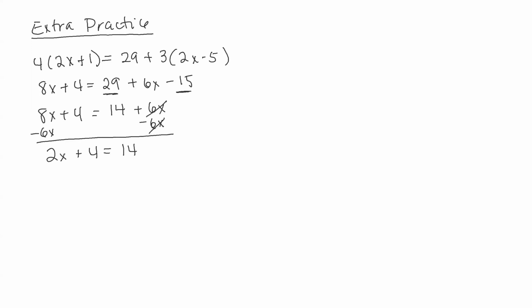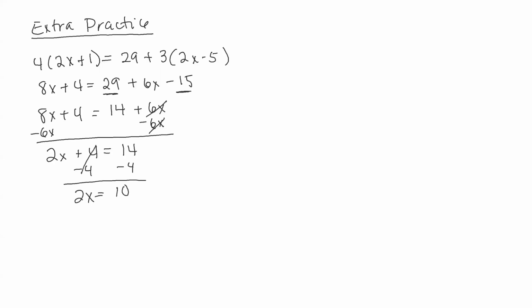I now want to get the 2x alone. My issue is plus 4. The way I would move that is with subtraction. So 4 minus 4 is 0. 2x plus 0 is just 2x. And then 14 minus 4 is 10.